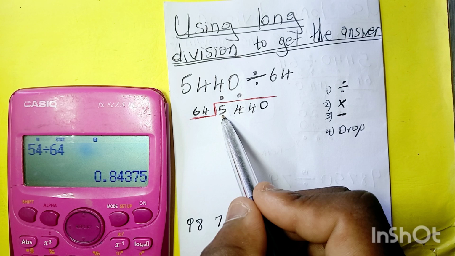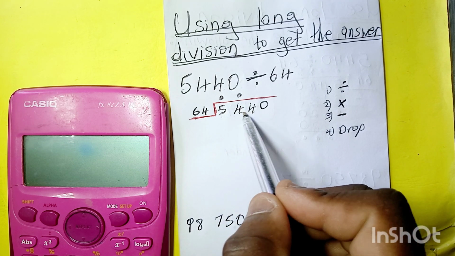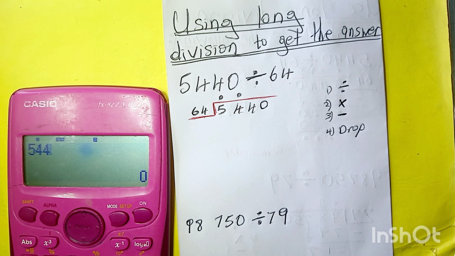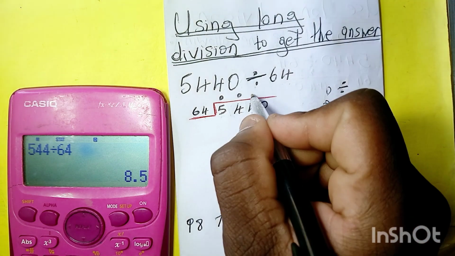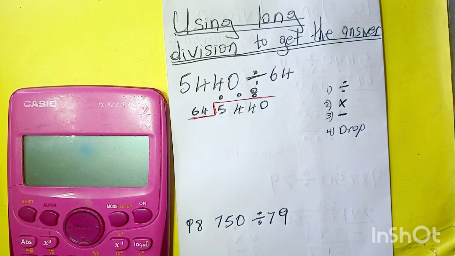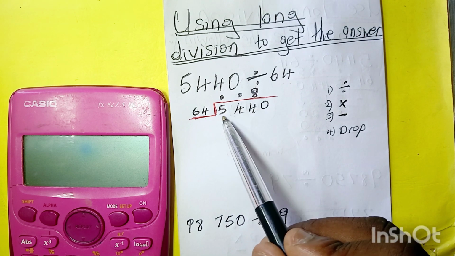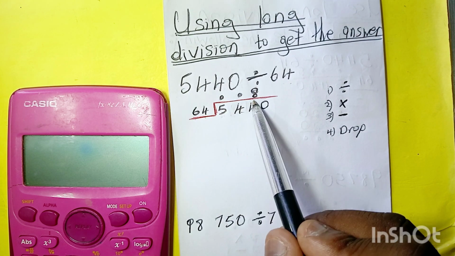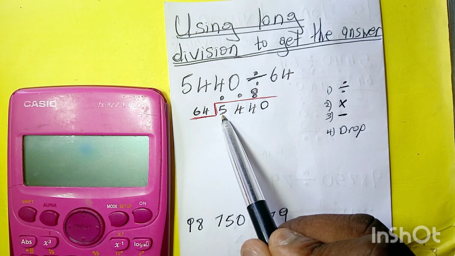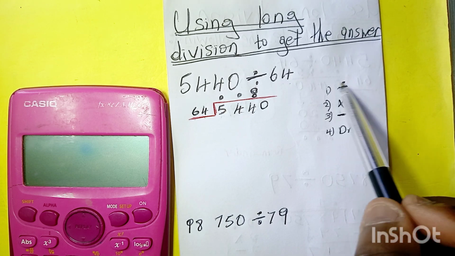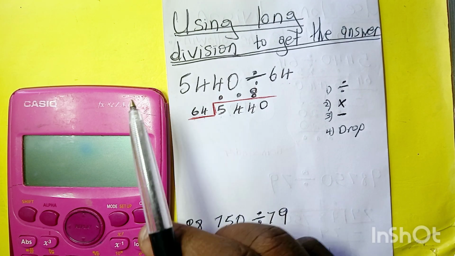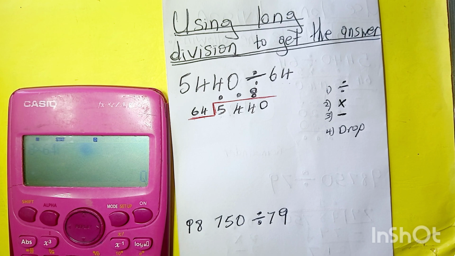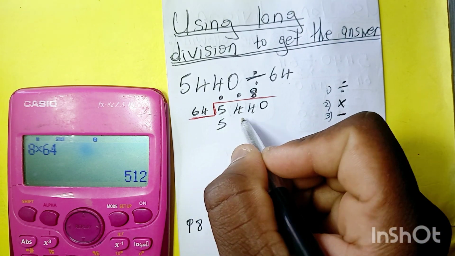So let's try now 544. Say 544 divided by 64. Do you see what I get? I get 8, something. So I'll only take this number, 8. The moment I know that 64 goes 8 times into 544, I've finished my division, so I go to multiply now. I'll say 8 multiplied by 64. This is the answer that I got, which is 512.